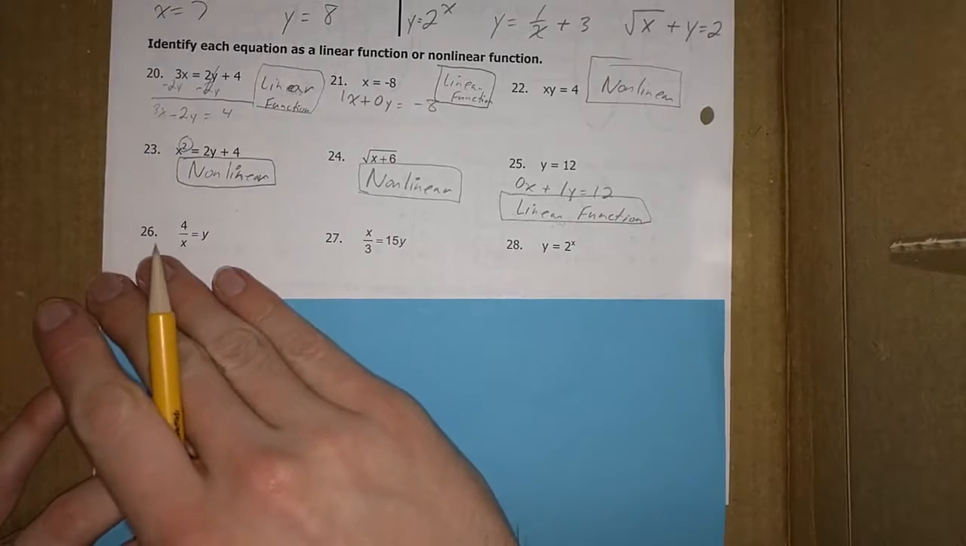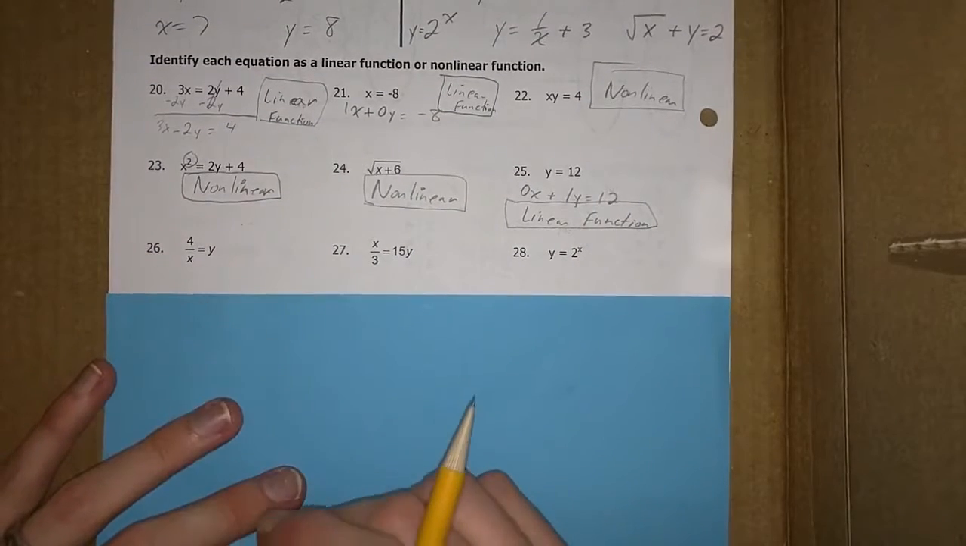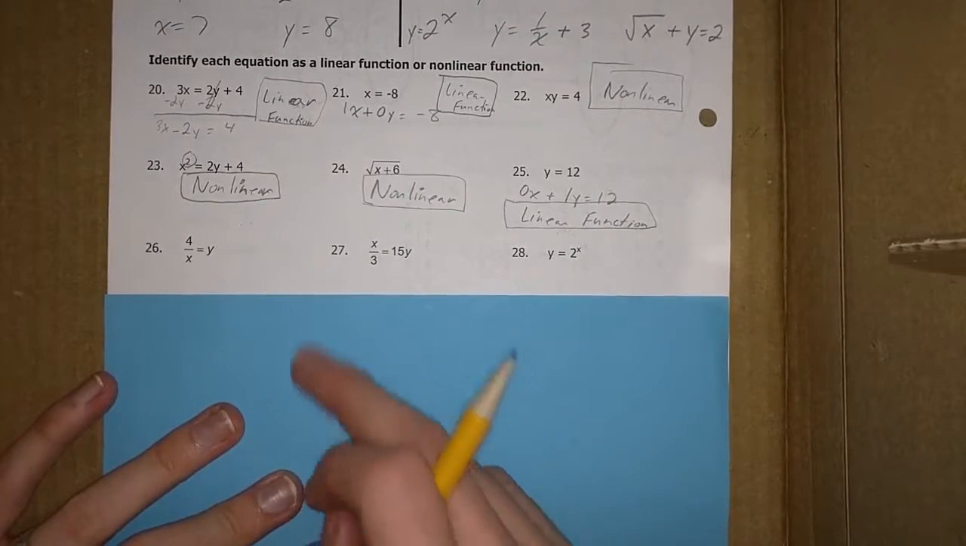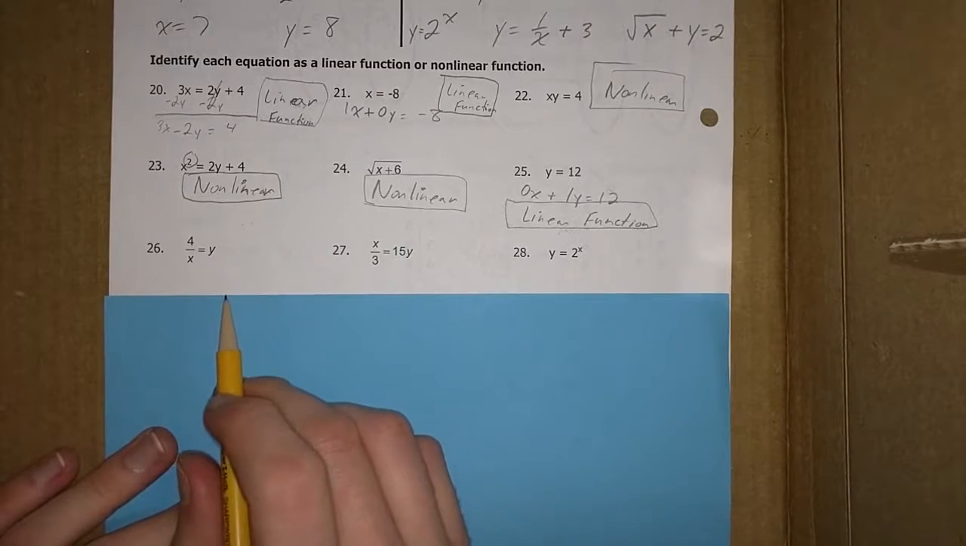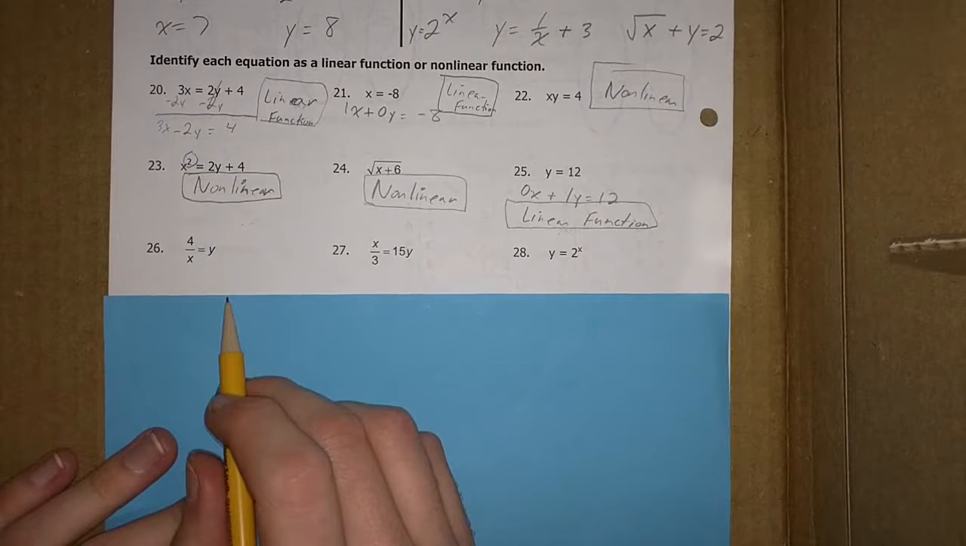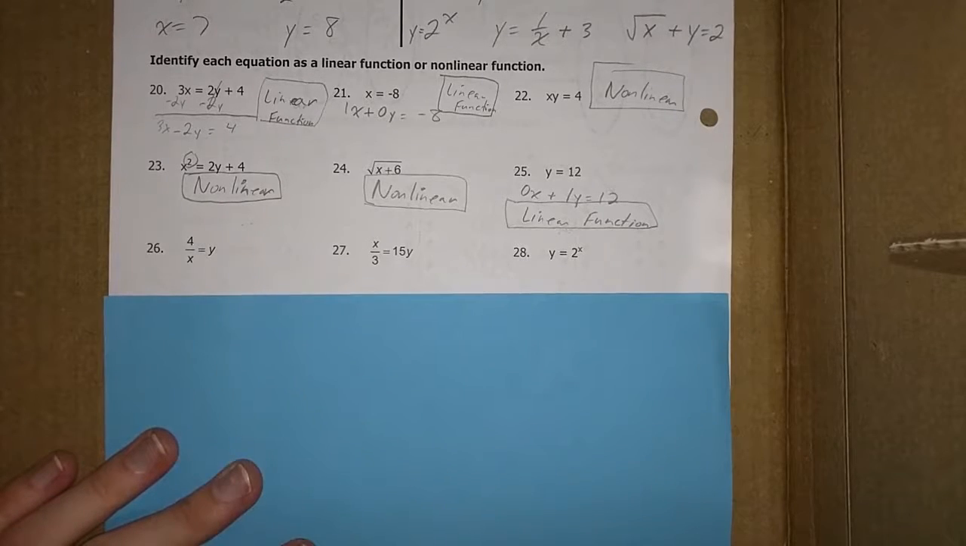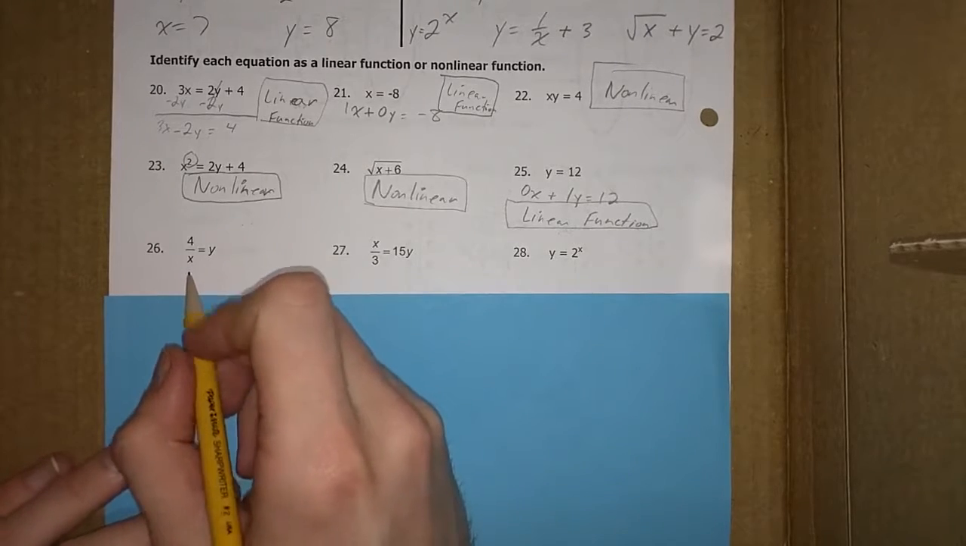26, we have 4 divided by x equals y. Okay, now I'll be honest. Immediately I think, oh, well, maybe I could rearrange that. And I'm going to try that real quick, but I'm going to show you why this isn't going to end up working. Okay, but at first glance, I think maybe I can fix this.